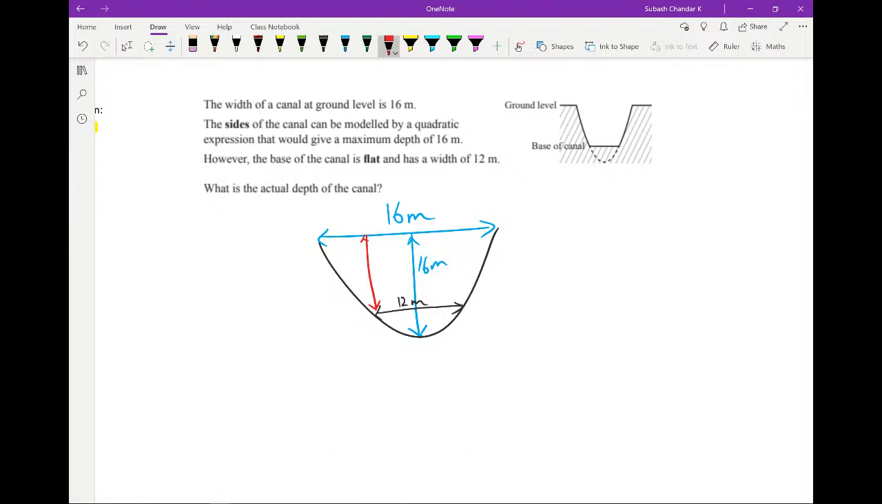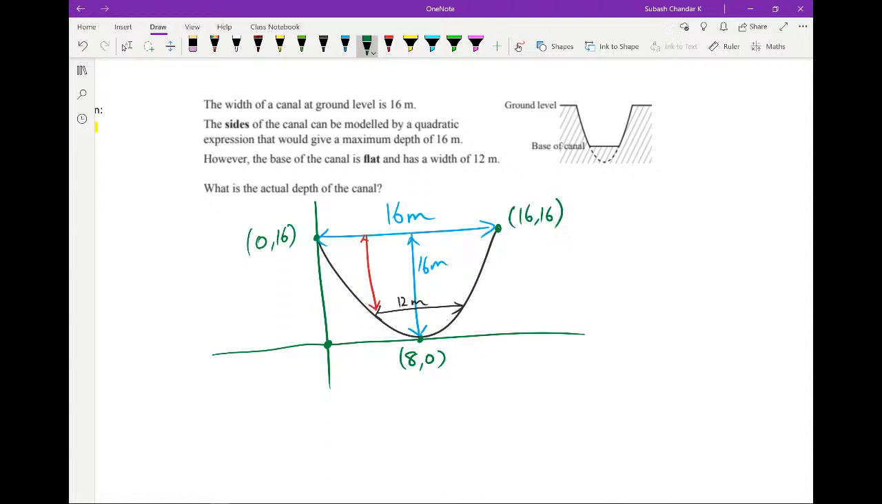Okay, now cool. Sweet. So let's go through this then. What we can do is we're going to have to create a quadratic equation first, right? Now what I'm going to do is put this as, let's see, what can I do? I'm going to put it like this. So this is going to be 0, 0, which means this point here is going to be 8, 0. This one here is going to be 0, 16, and this one here is going to be 16, 16.